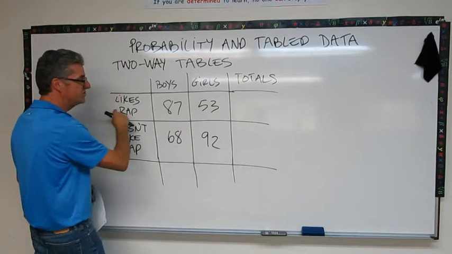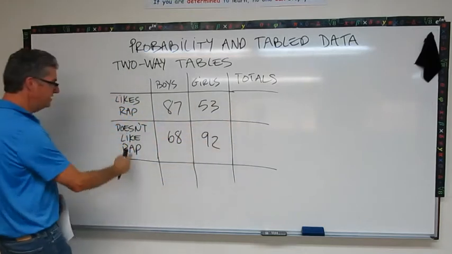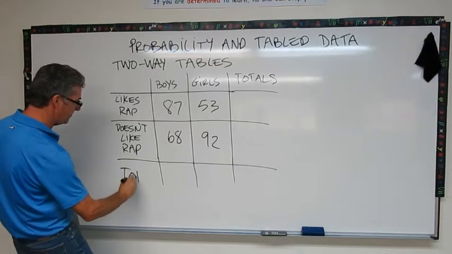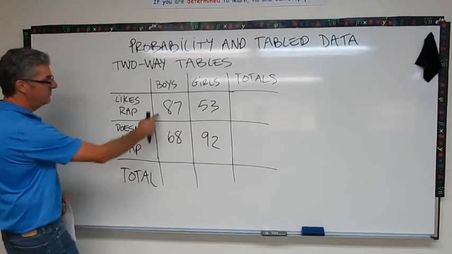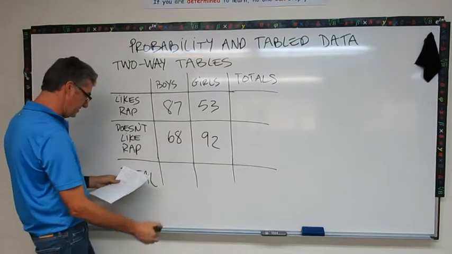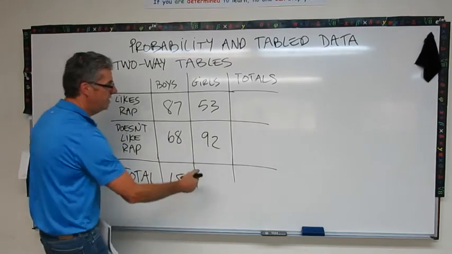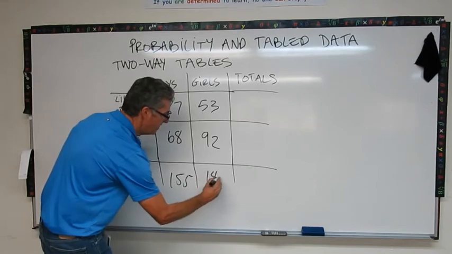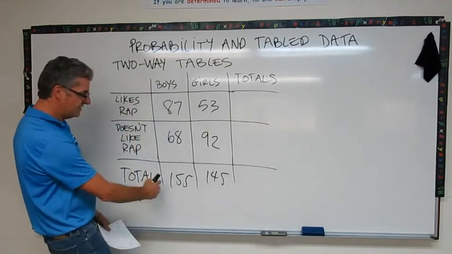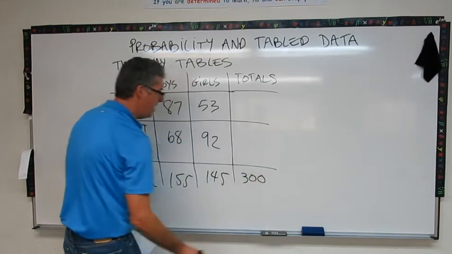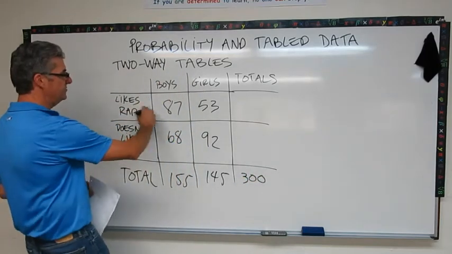We need to find out the total number that like rap, and we need to find out the total number of boys and the total number of girls. So boys is just 87 plus 68, we get 155. And then girls, 53 plus 92 is 145. And what does that add up to? That adds up to 300. Nice, even, round number.